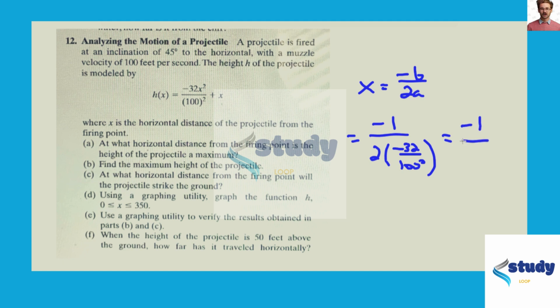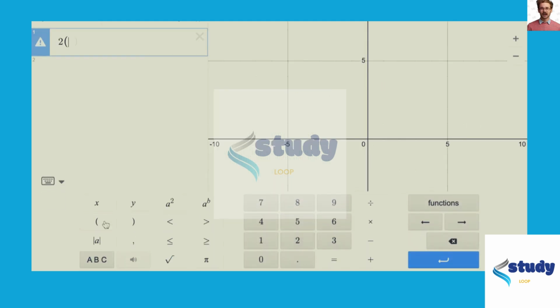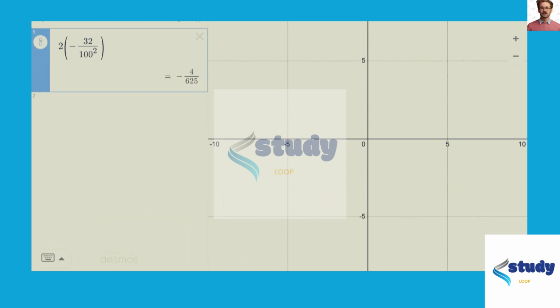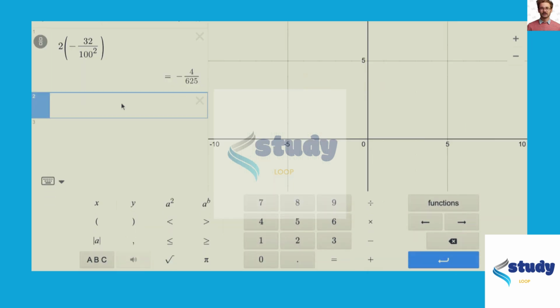So that'd be negative 1 over, I'm going to go to a calculator here, 2 times negative 32 over 100 squared is negative 4 over 625. Negative over negative is positive. When you divide by a fraction, it is the reciprocal, so it'd be 625 over 4, or 156.25.